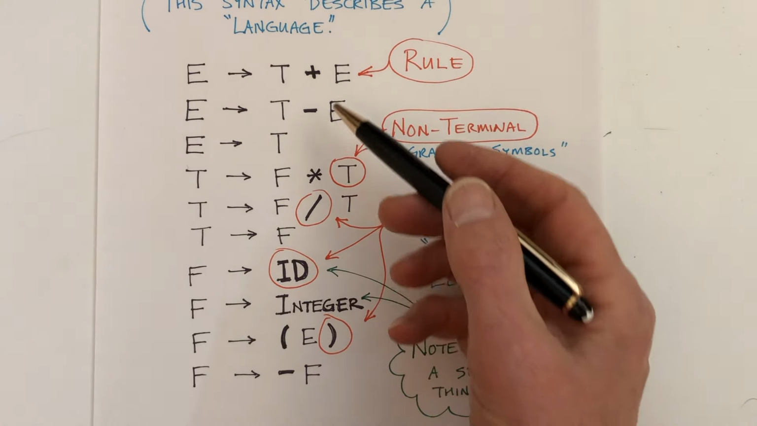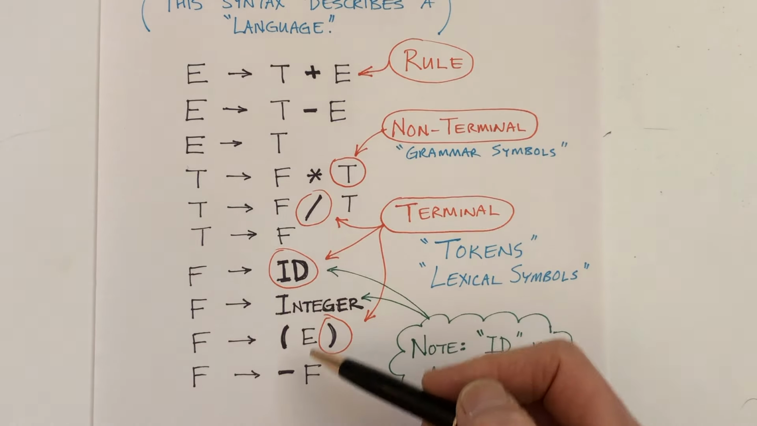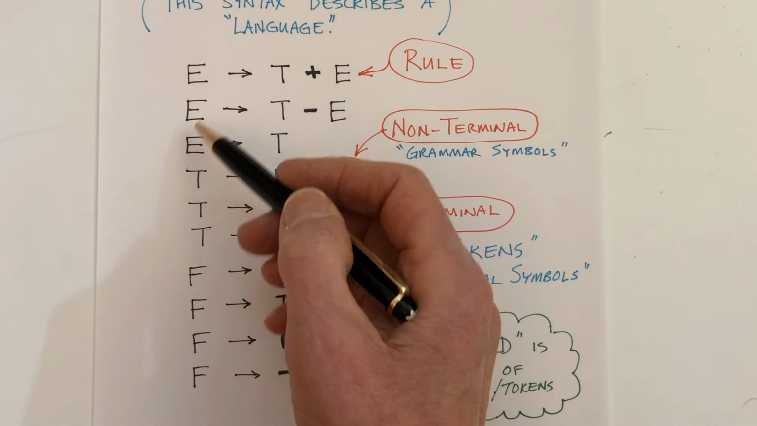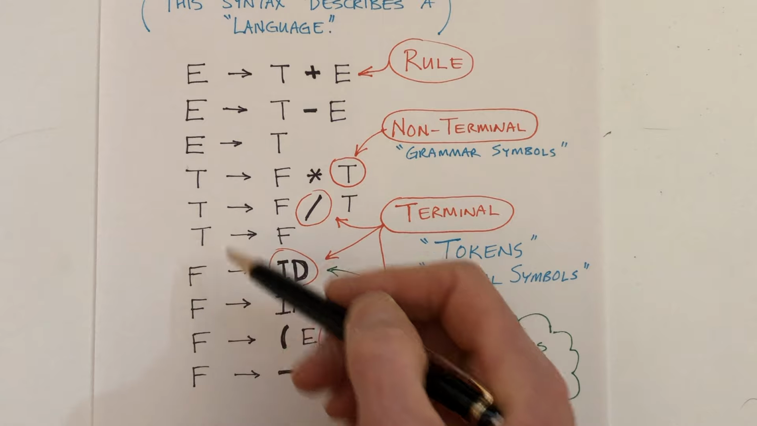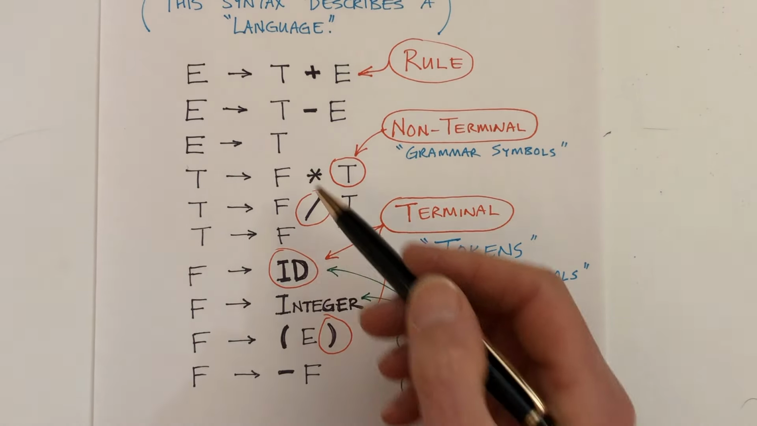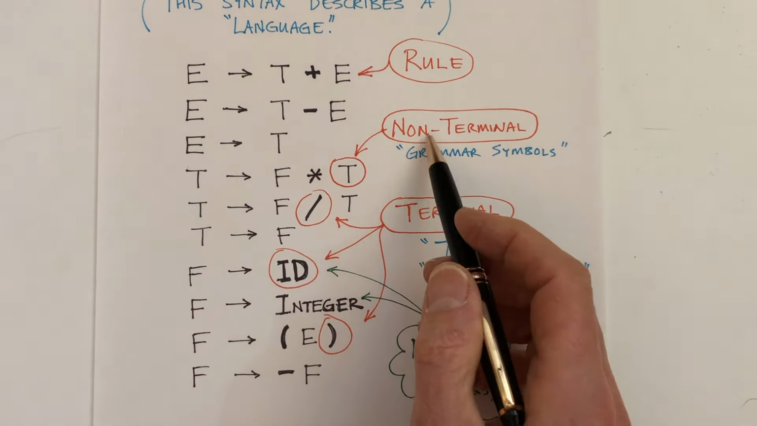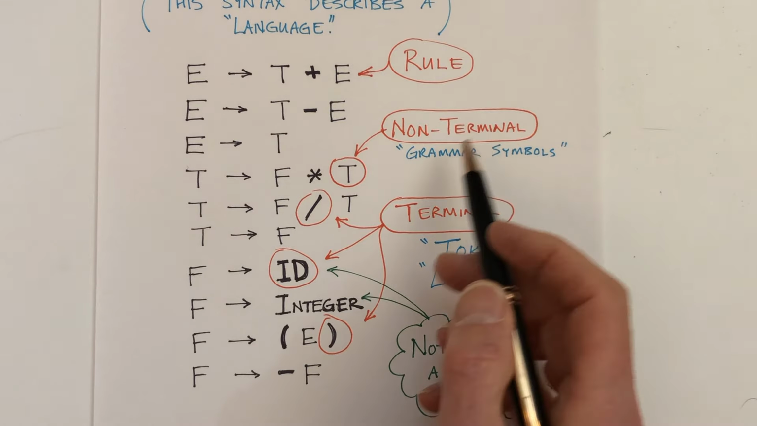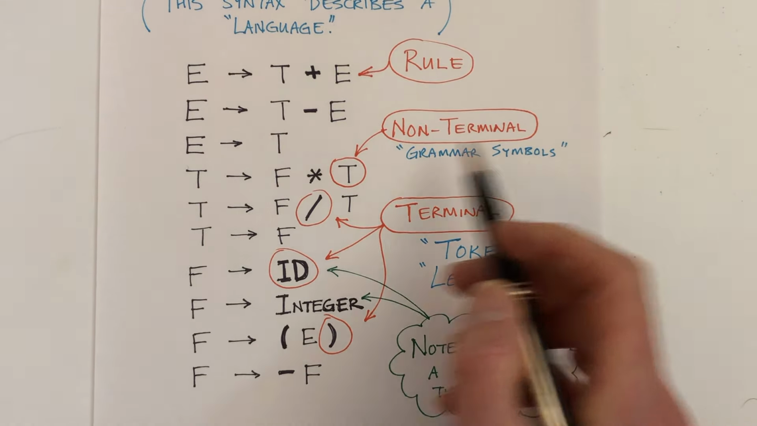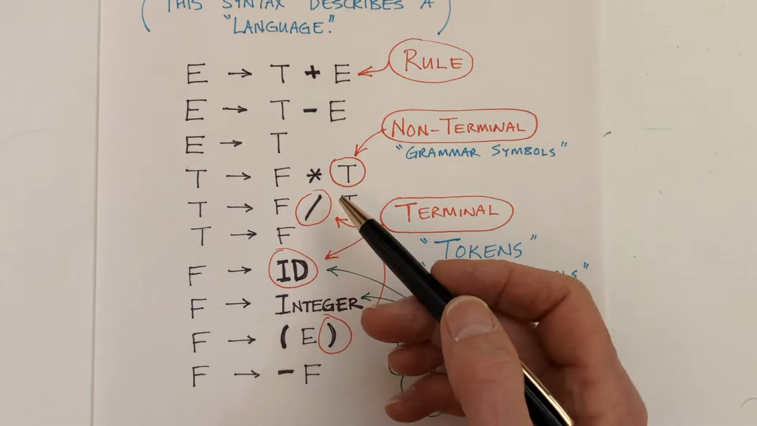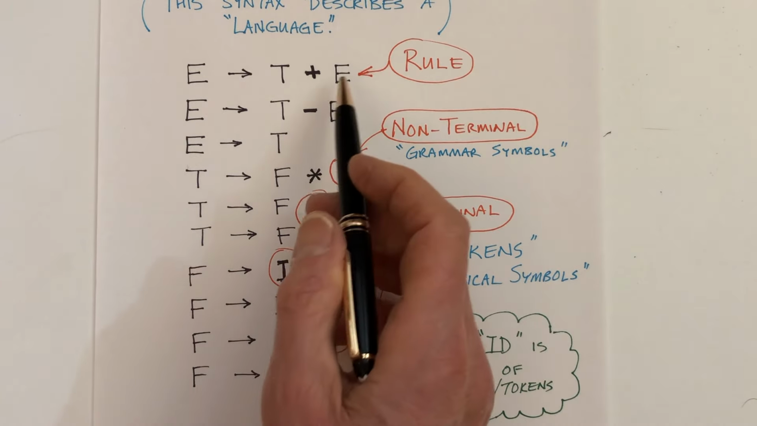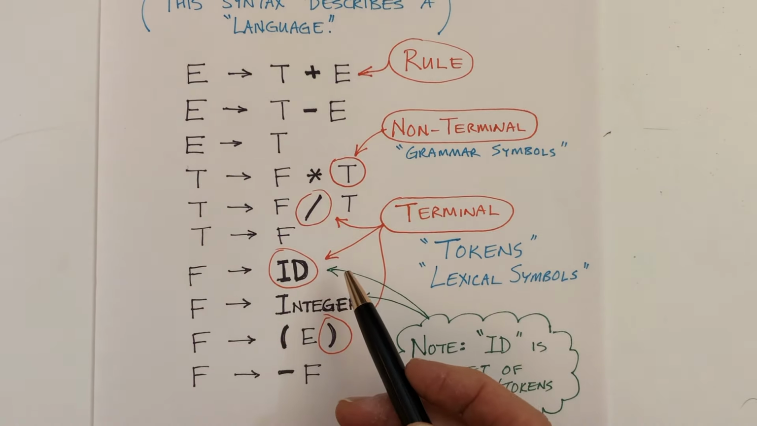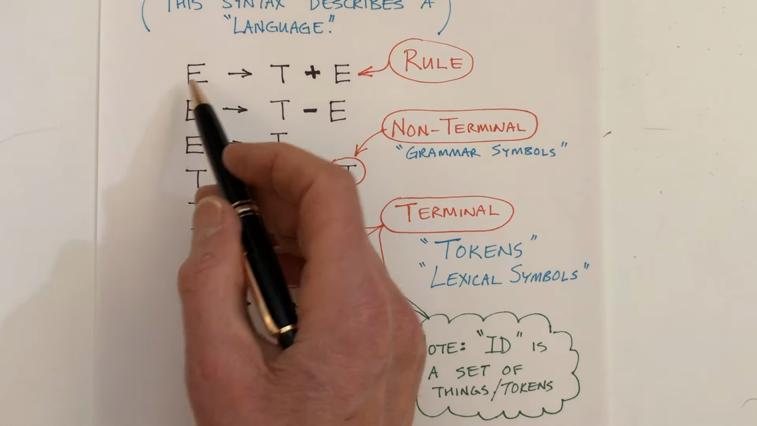In every grammar, we'll see a number of rules. Okay, so here we see rules for E, rules for T, and rules for F. These things, E, T, and F, are called non-terminal symbols or grammar symbols. And this is the syntax for expressions. So these rules define exactly what it means to be a legal expression.